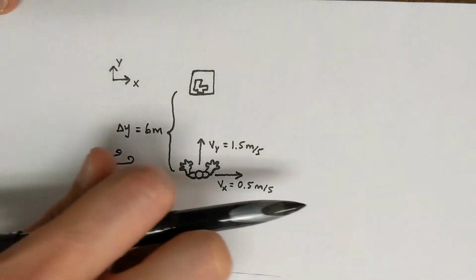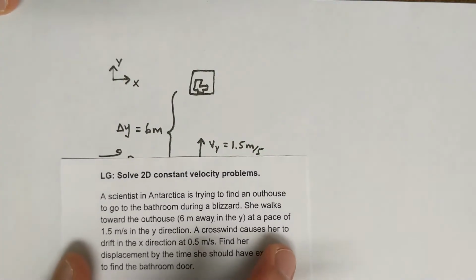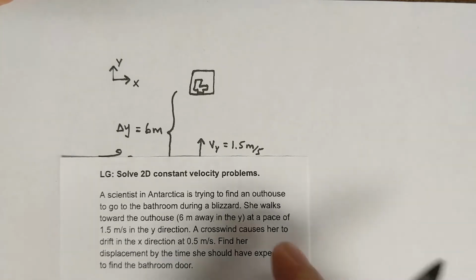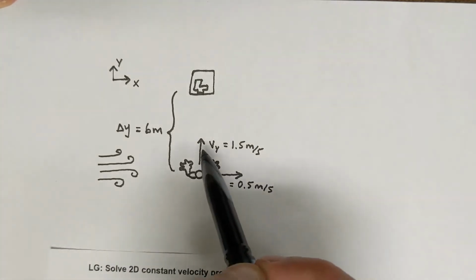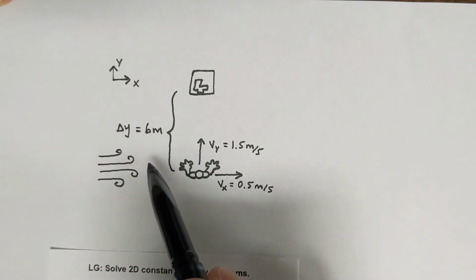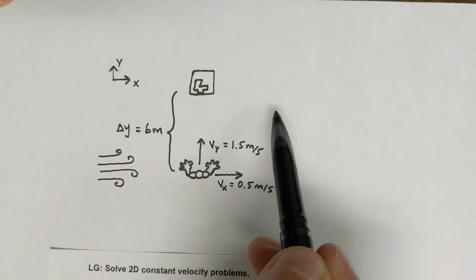That's causing her to drift this way at a constant speed. Okay, and then we want to find her displacement by the time that she should have expected to arrive at the bathroom door. So she's walking forward towards the bathroom, but at the same time she's being blown by this very cold wind towards the side, so her overall motion is going to be kind of diagonal like this.